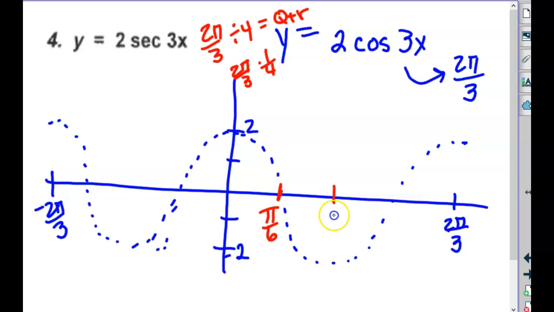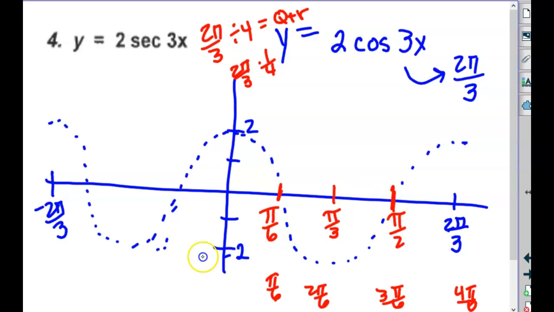2 of those would be 2 pi over 6 or pi over 3. 3 pi over 6 would be, okay, so this was pi over 6, 2 pi over 6, 3 pi over 6, 4 pi over 6. Those are the quarter points. And going this way, same thing.